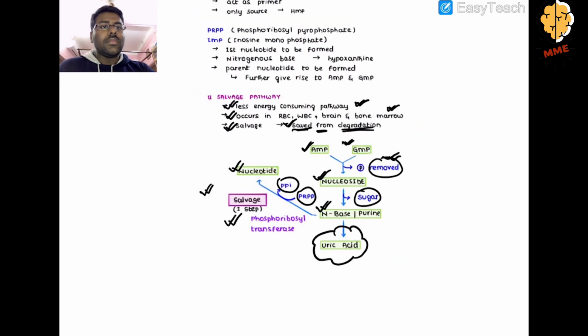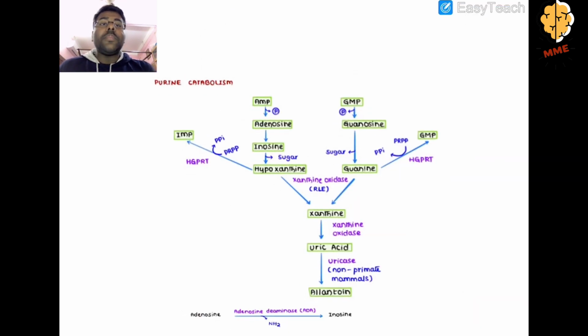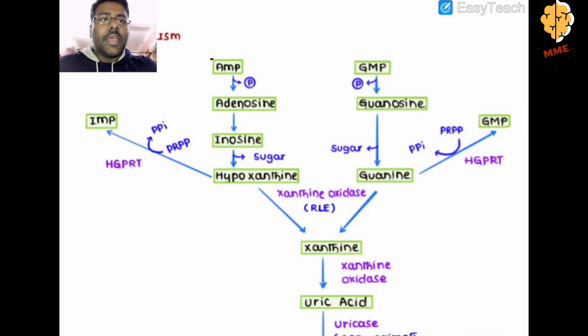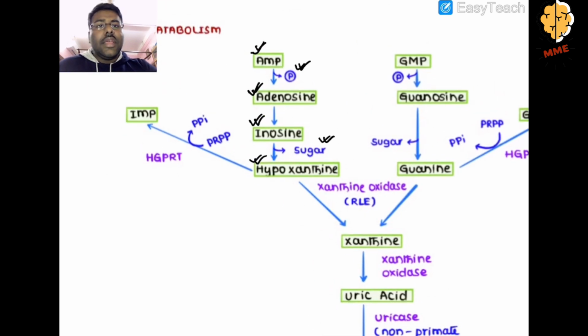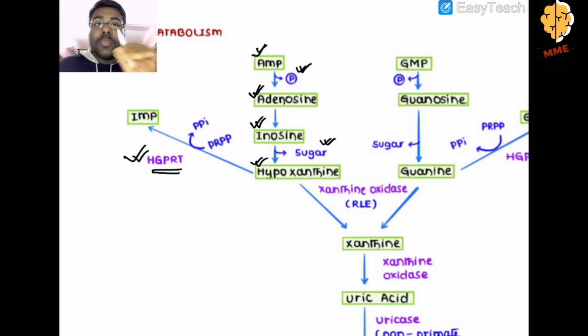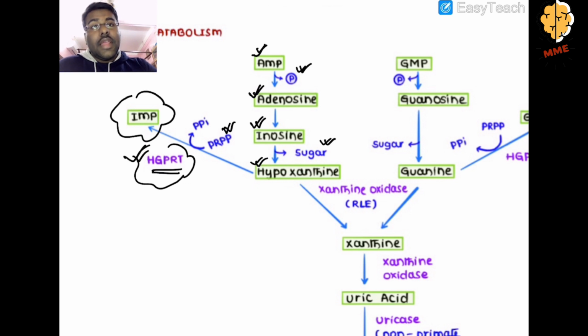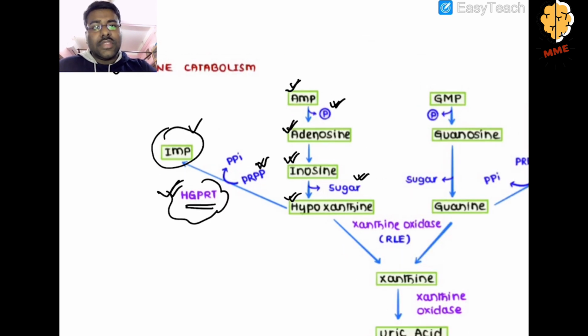Now coming to the next, purine metabolism or purine catabolism. See here, from AMP one phosphate goes out, so adenosine is formed. From the adenosine, the inosine is formed. From the inosine, the sugar goes out, so hypoxanthine is formed. For the hypoxanthine, the HGPRT enzyme is there, and PRPP is used here, and IMP is formed again, and this is the salvage pathway. And from this IMP again the AMP and GMP can be formed.